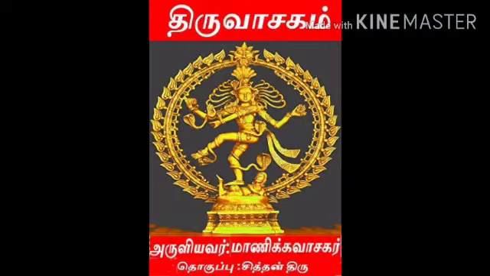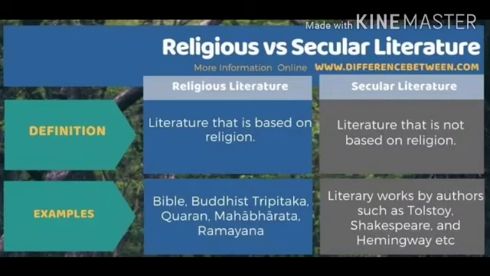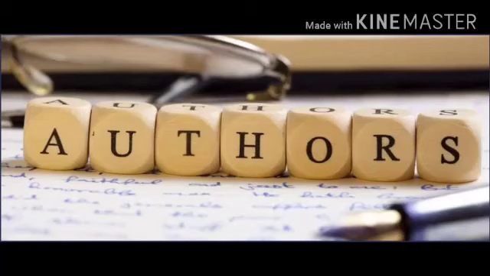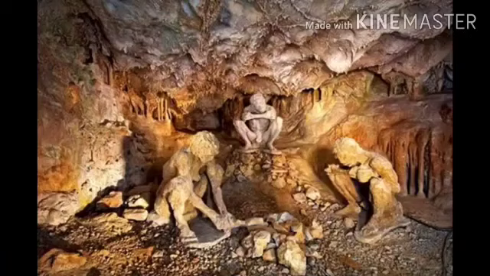Religious literature is based on religious themes, whereas secular literature is not connected with religion. Examples are Kautilya's Arthashastra and Kalidasa's Abhijnanashakuntalam. Next, books and information given by foreign travelers, works by Indian authors, and folk songs and ballads.